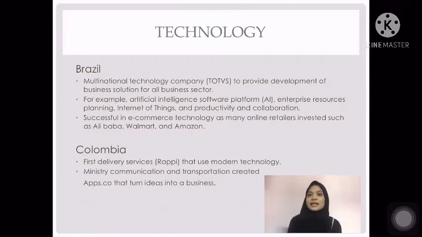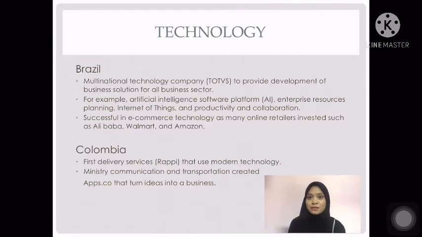Technology in Brazil started in the 1980s with the presence of TOTVS. TOTVS is a multinational technology company in Brazil that was established to provide business solutions to all the businesses in Brazil. They provide business solutions such as artificial intelligence software platform, enterprise resource planning, and also Internet of Things. The government also helped TOTVS by launching the Brazilian Association in Private Equity and Venture Capital.